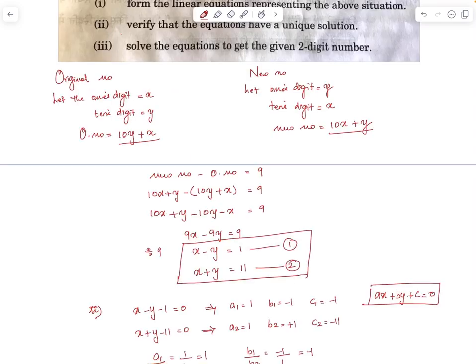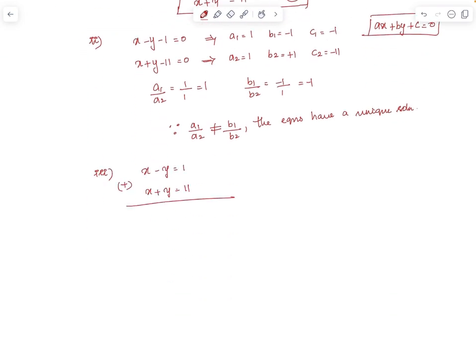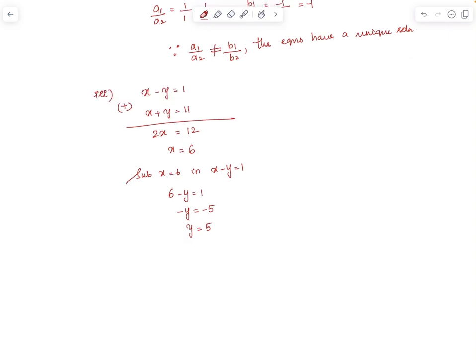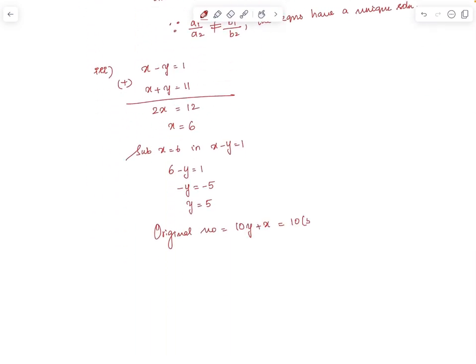Part 3. Solve the equations to get the given two-digit number. Adding these two equations, we get 2x equal to 12 and x is equal to 6. Substituting x equal to 6 in x minus y is equal to 1, y is equal to 5. Now that we got the values for x and y, the original number is 10y plus x, which is 10 times 5 plus 6, that is 56.